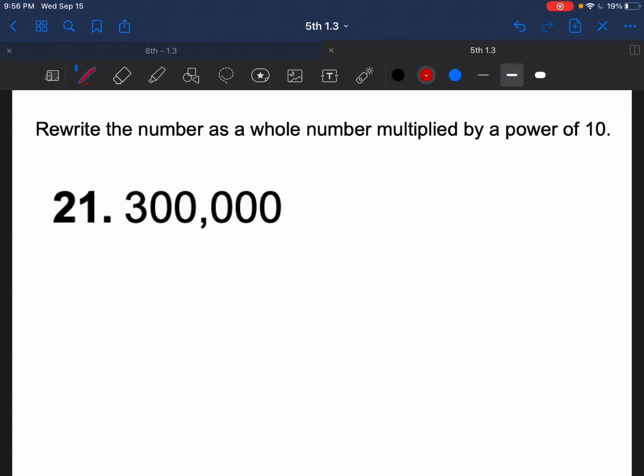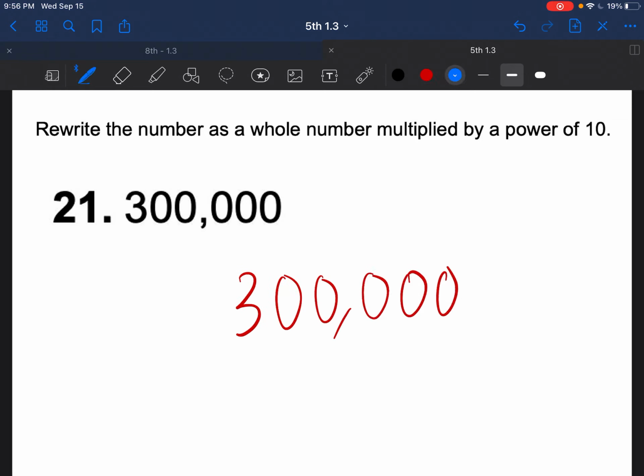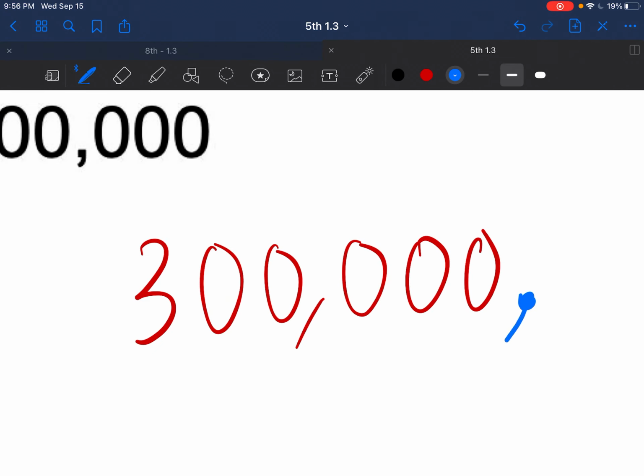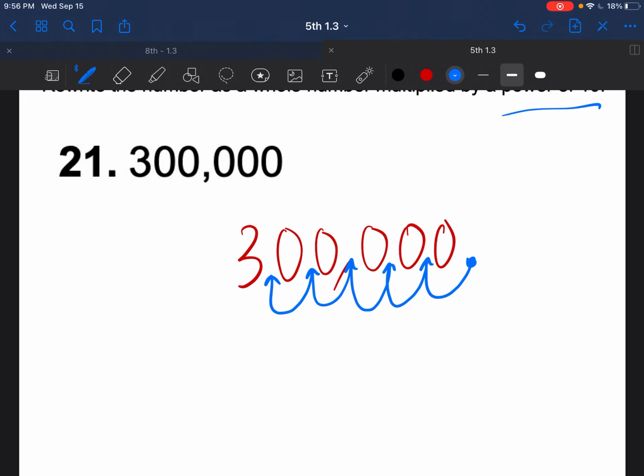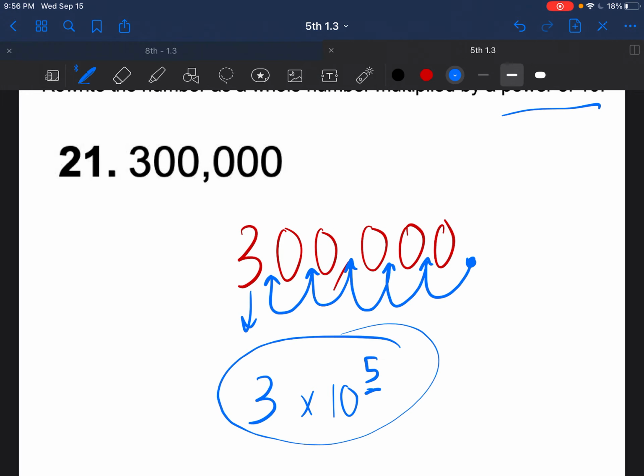So here we go. We're going to write down the problem, 300,000. Remember, we want to write it as a power of 10. So that means we need to move our decimal. Let's see how many bunny hops we need to do. 1, 2, 3, 4, 5. So you now have, right, we're going to bring down that 3. We have 3 times 10. And how many bunny hops did we make? 5. So your answer is 3 to the 5th power.